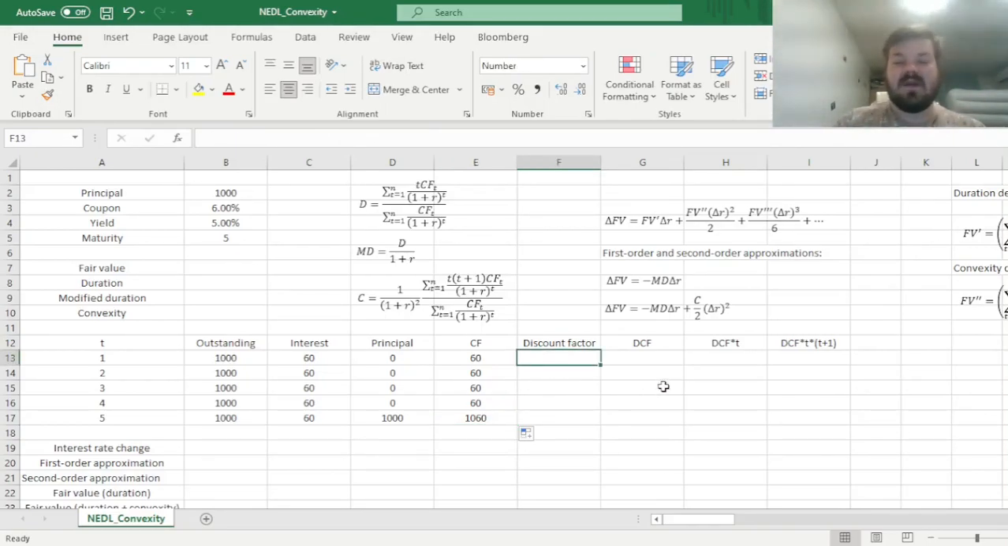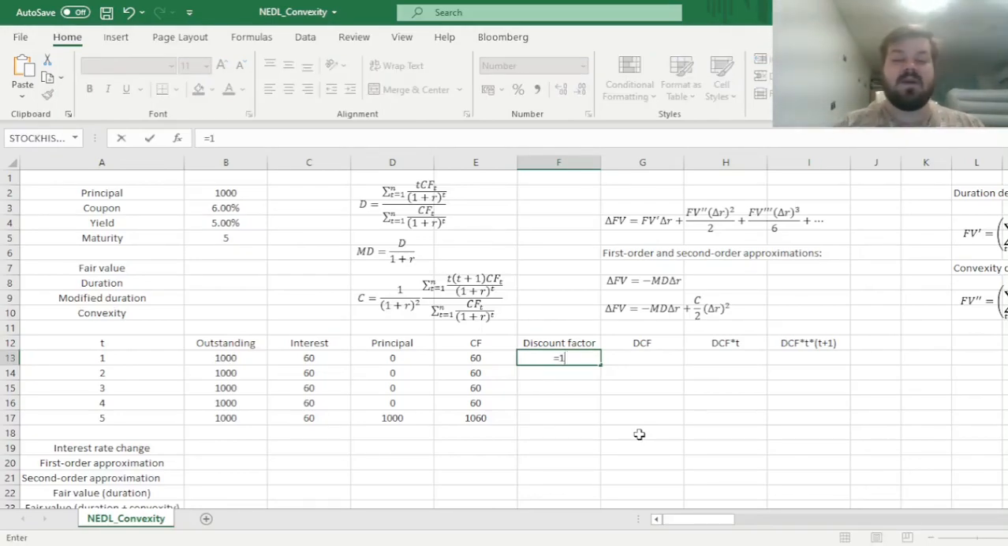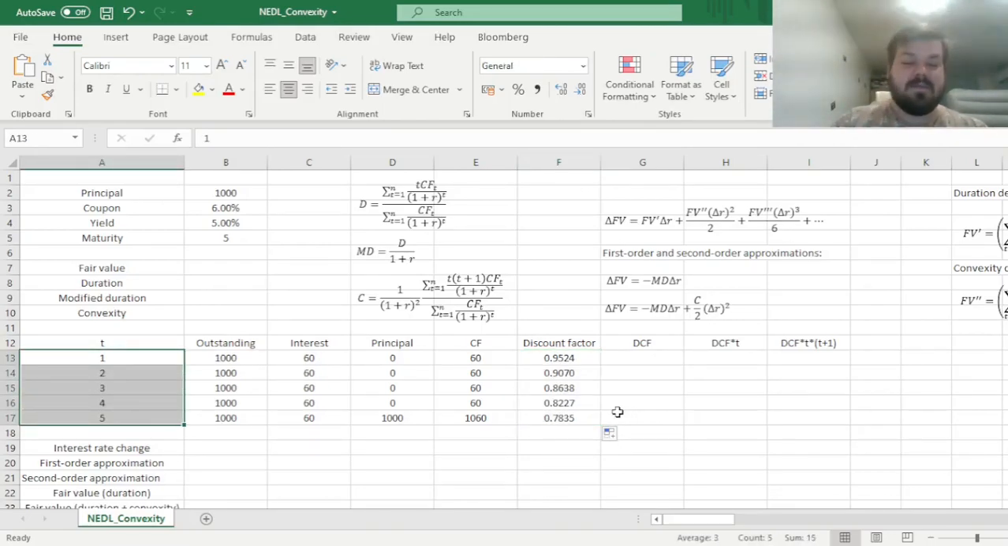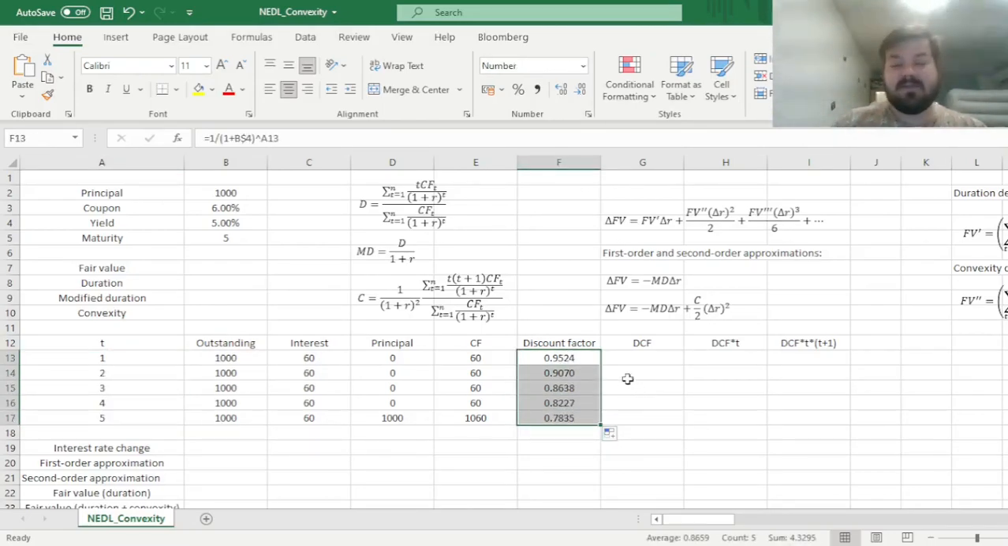Then we can calculate our discount factors for particular time periods using the yield to maturity we have specified above. The discount factor will just be equal to 1 over 1 plus the respective yield to maturity, and we can lock the row here, raised to the power of the number of the year. And we can see that discount factors are getting lower and lower as time goes by, reflecting the time value of money considerations. That is quite simplistic and quite straightforward to understand.